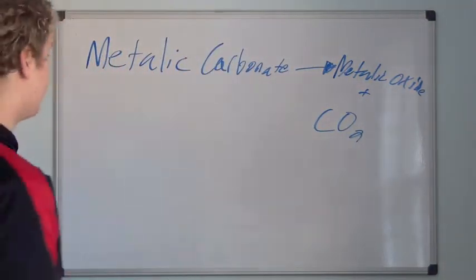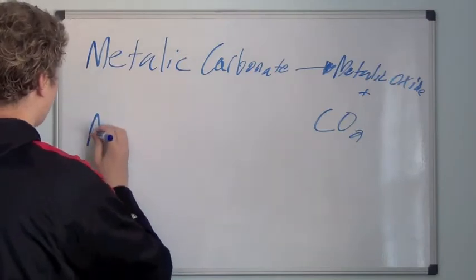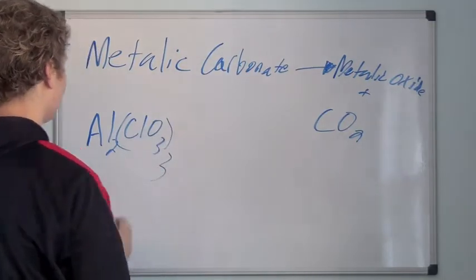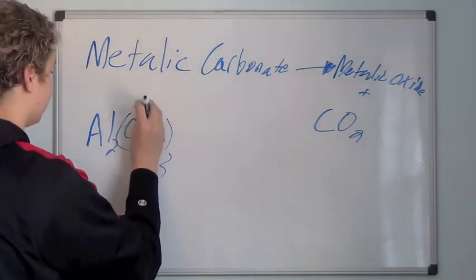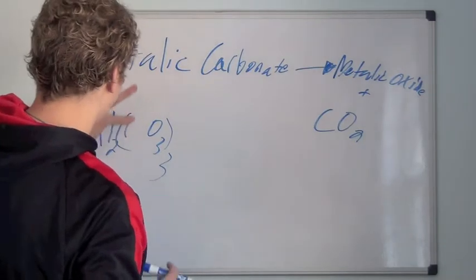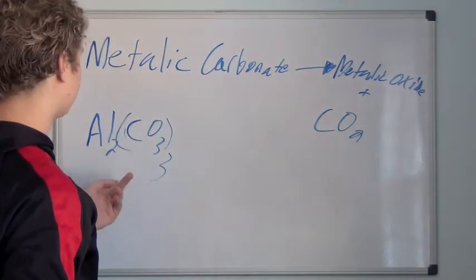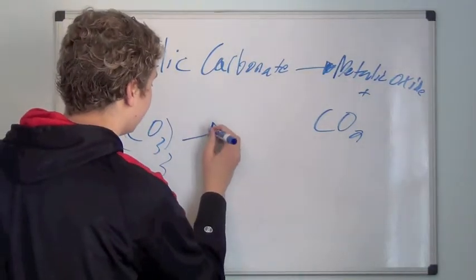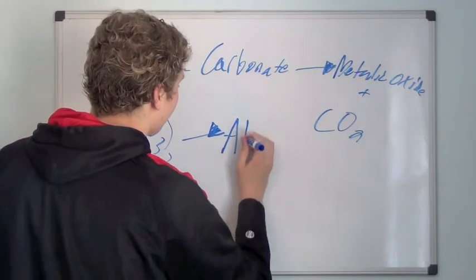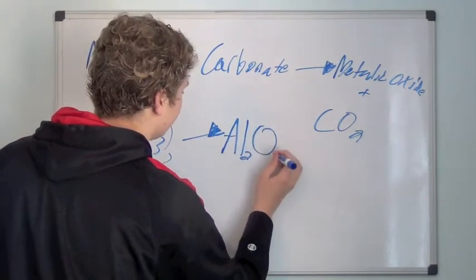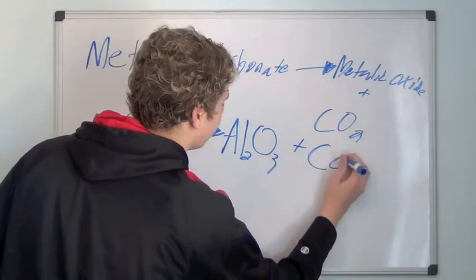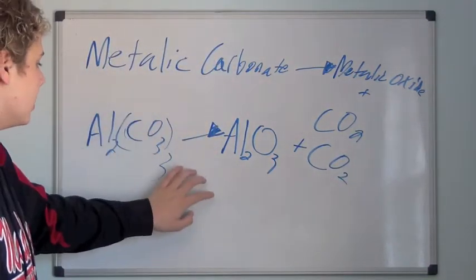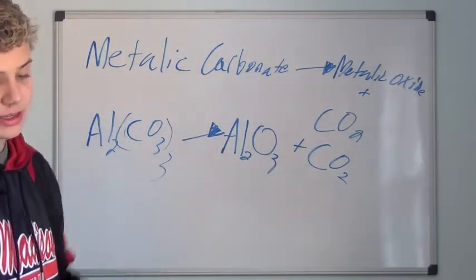So an example of this would be aluminum carbonate. So Al2(CO3)3, because carbonate is a -2 compound and aluminum's +3, so 2, 3, decomposes into aluminum oxide, so Al2O3 plus CO2. So that's an example of a metallic carbonate, which will always decompose into metallic oxide plus carbon dioxide.